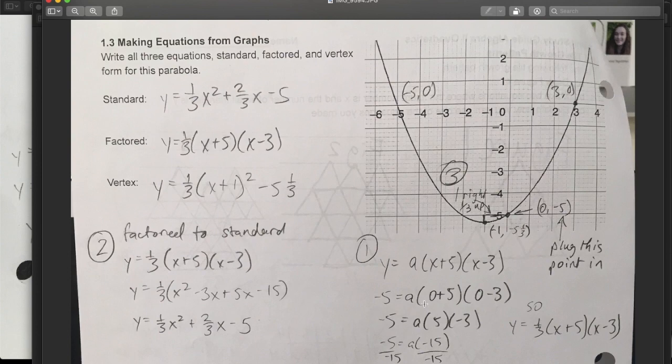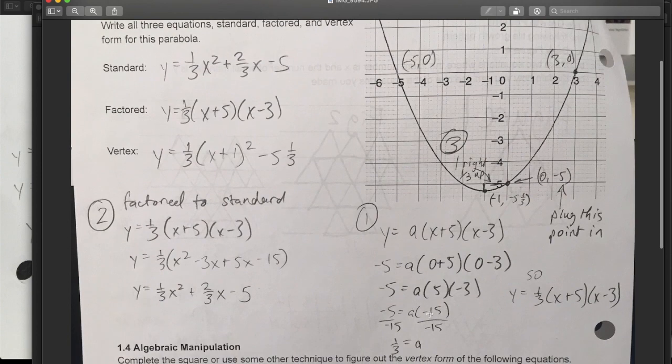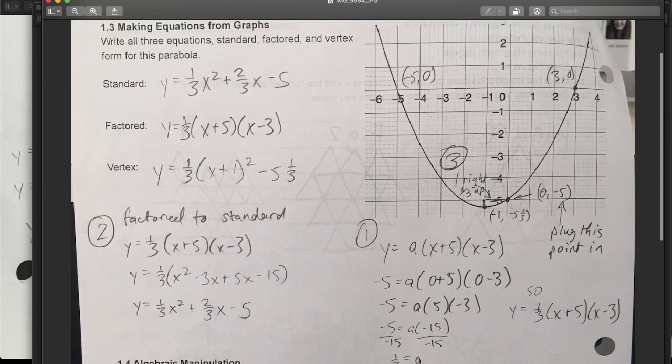So we have ultimately 5 times negative 3 times a is equal to negative 5. We multiply those two together and divide by negative 15 so that we end up with negative 5 over negative 15 equals 1/3. So our a value is 1/3. So I wrote it over here, y equals 1/3 (x plus 5)(x minus 3). I also wrote it in the factored form up here. Okay, so we've got this factored form equation. This is a good stepping stone to make our standard form equation.